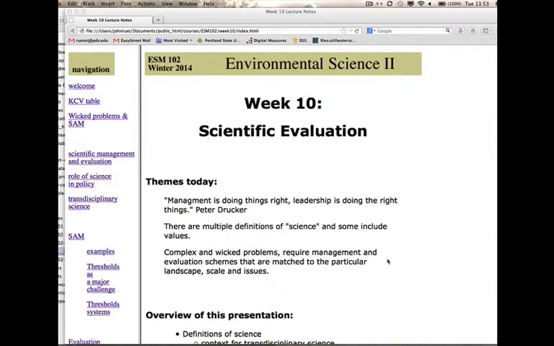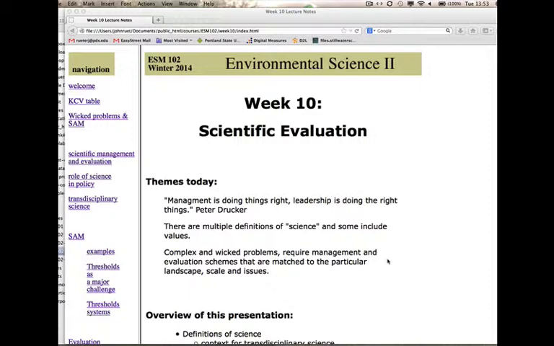In part two of this lecture, we're going to be talking about scientific evaluation. And again, the idea is to use the scientific principles to evaluate an environmental project. And that project could be something that was completed or something that's ongoing, but to take these same ideas of science and apply them to evaluation.